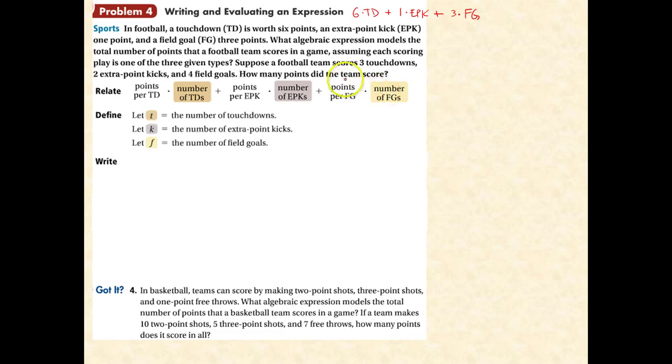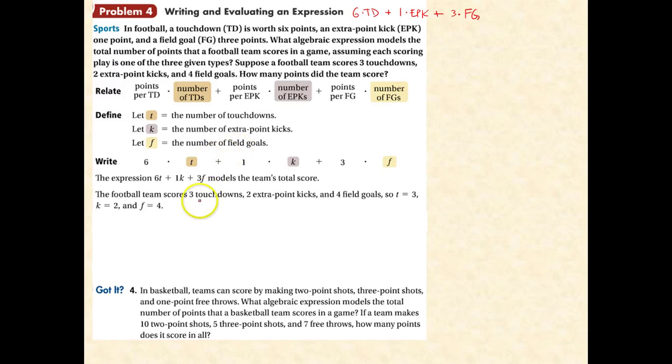Let's define some variables. Let t equal the number of touchdowns, let k equal the number of extra point kicks, and let f equal the number of field goals. And we get 6 times the number of touchdowns plus 1 times the number of extra point kicks plus 3 times the number of field goals. So 6t plus 1k plus 3f. You could just write 6t plus k plus 3f, and that would be fine.